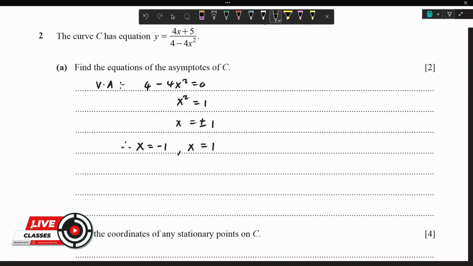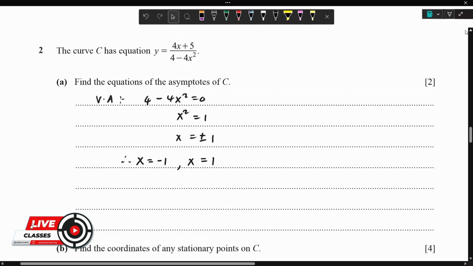All right. And then we can see that the degree of the numerator is less than the degree of the denominator. That automatically means that we have a horizontal asymptote, which is the x-axis, y equals 0. So these are the asymptotes: x equals 1 and x equals minus 1, and the horizontal asymptote is y is equal to 0.